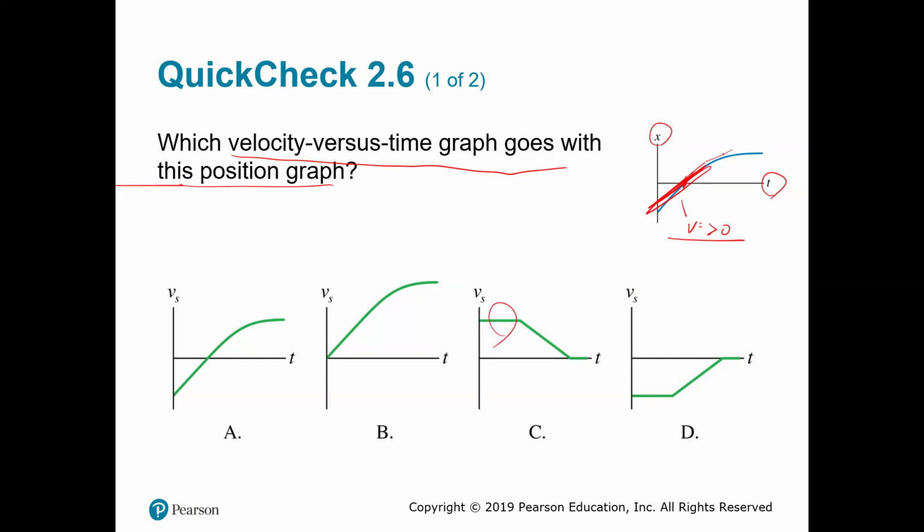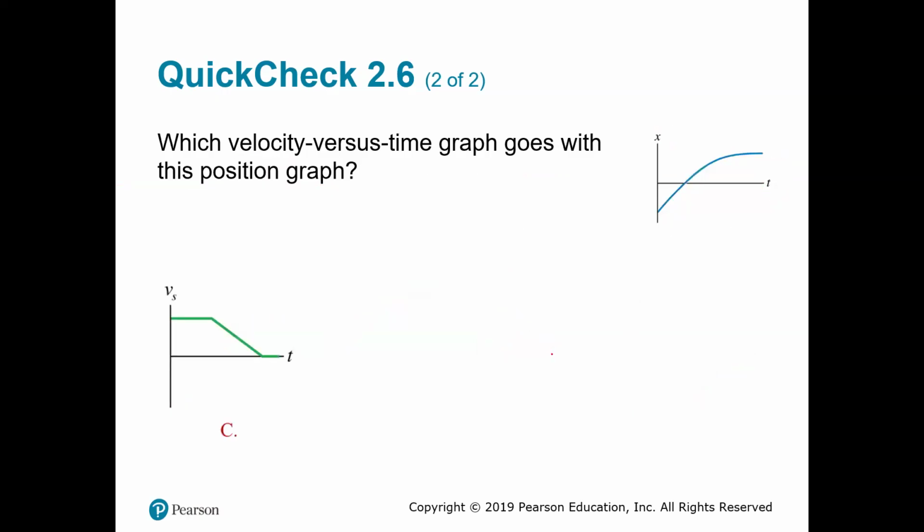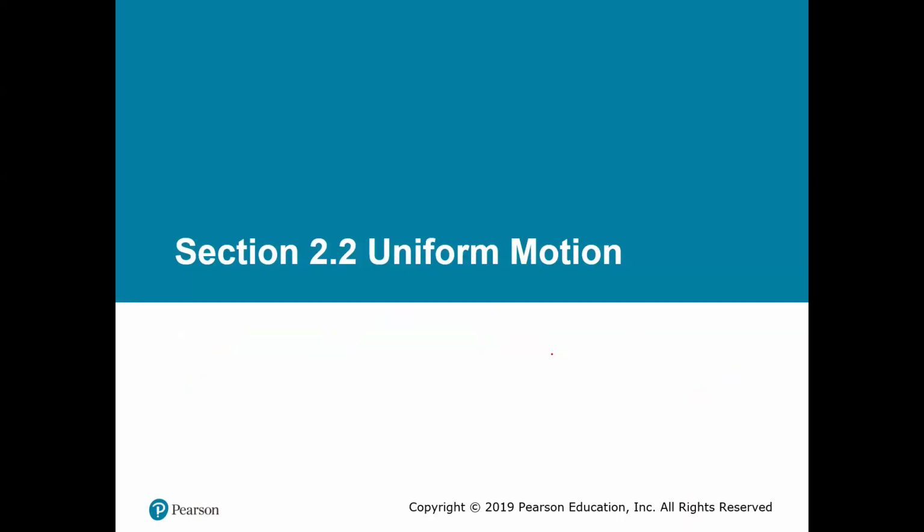And then later what happened? Your slope, which is the tangent to the curve, is getting less and less. At one point here, your slope is 0, so your velocity is decreasing to 0. So the answer is C, right?